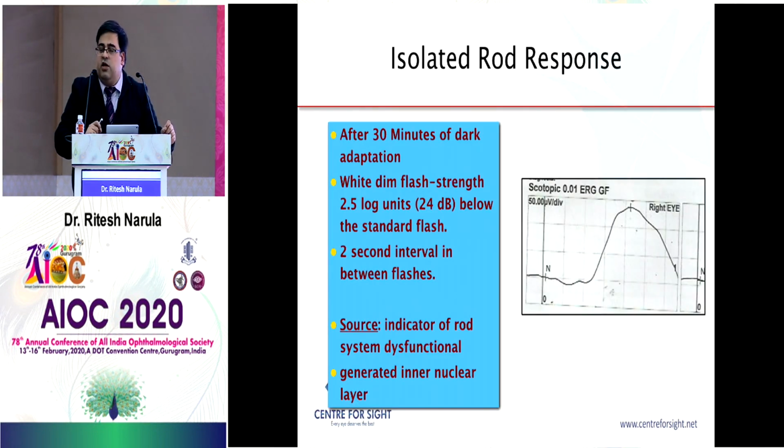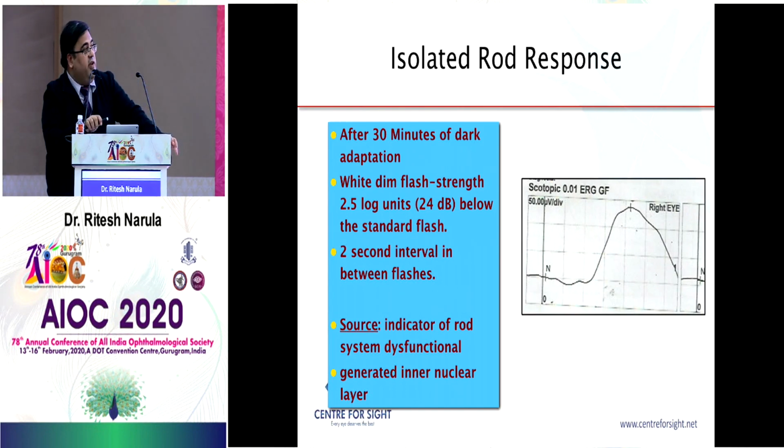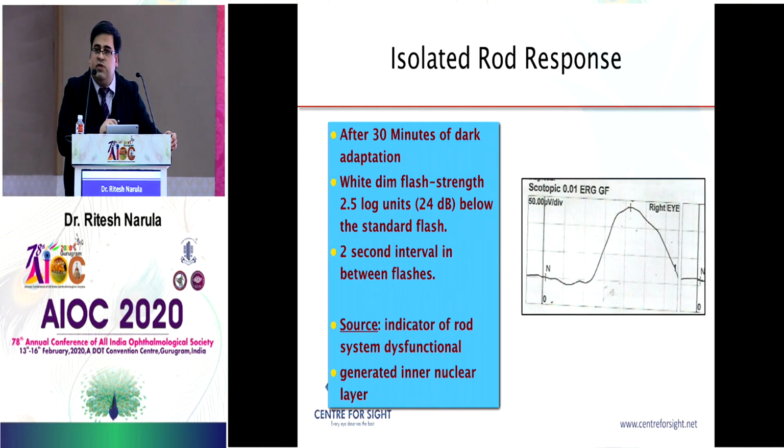In the Ganzfeld, we start off with the smallest light intensity, and what you get is a wave in which there is no A wave seen, only a B wave. This is the best way to pick up the rod bipolar cells. You only see a B wave in this low flash ERG.